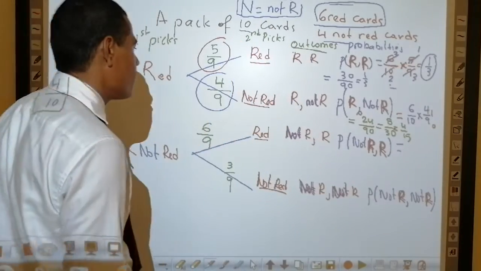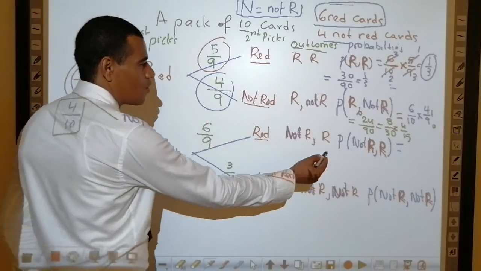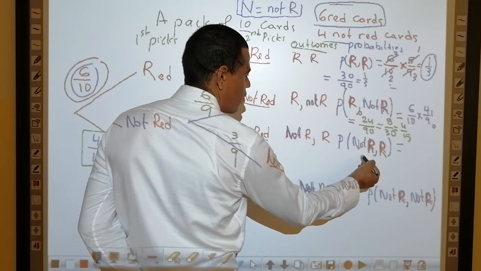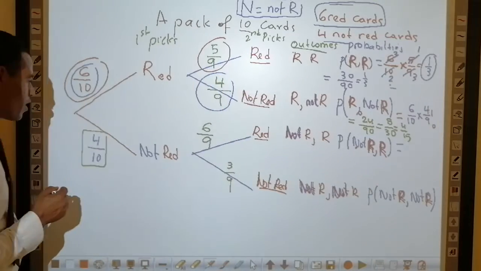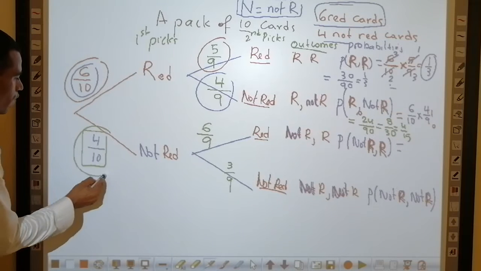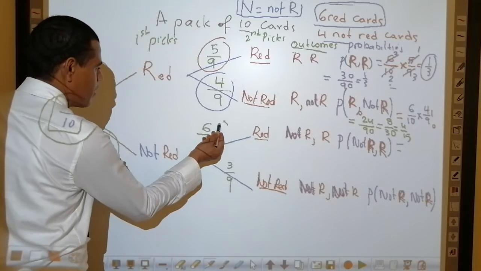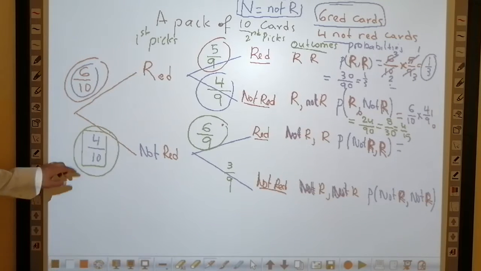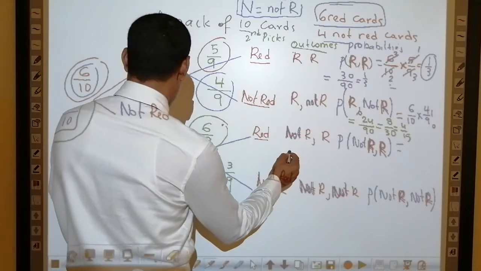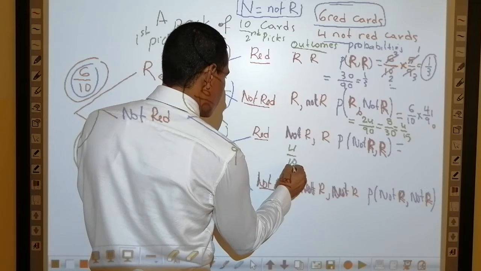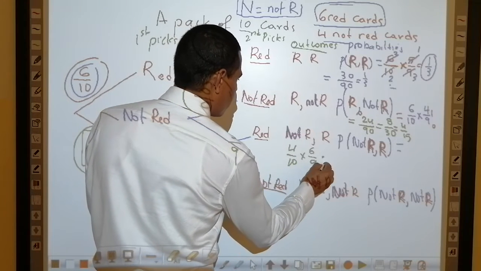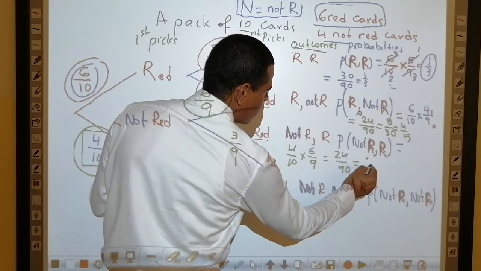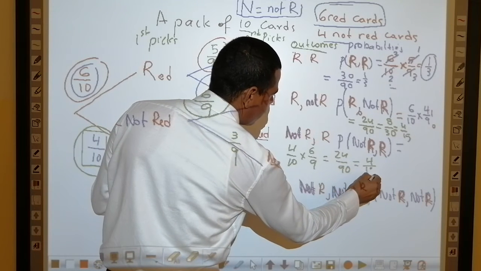Okay, now the probability of not red, but red. The second event is red, the first one is not red. So, not red is 4 over 10 multiplied by red now, which is 6 over 9, so it will be 4 over 10 multiplied by 6 over 9. It gives also 24 divided by 90, which also gives 4 divided by 15.